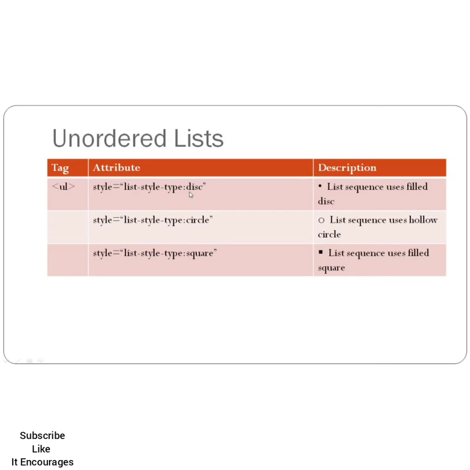Now in case we use the value disc, then we will get this type of a filled circle, which is called the disc. In case we are using the list-style-type as circle, then we get the hollow form. And in case we are using square, then we get this filled square box.